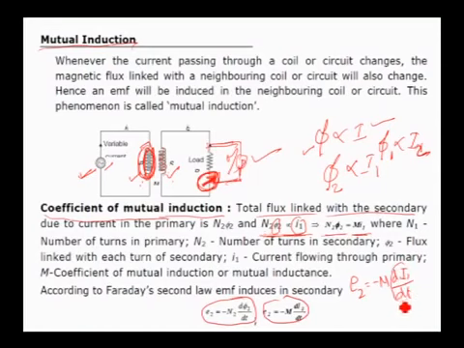So if there is a rate of change of current in the first coil, we get an EMF in the second coil, and vice versa. If there is a rate of change of current in the second coil, we get an EMF in the first coil.